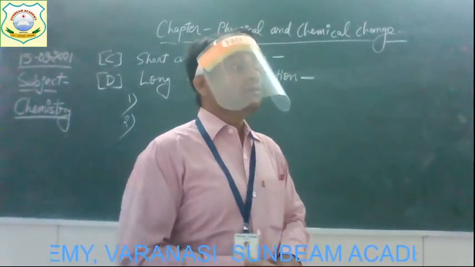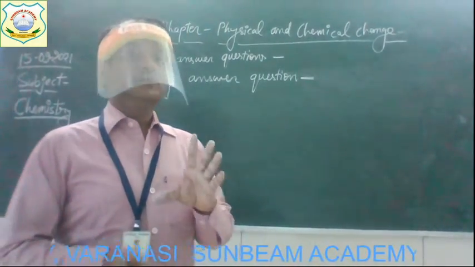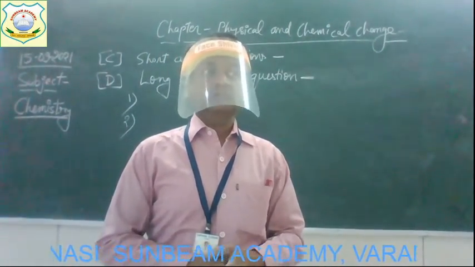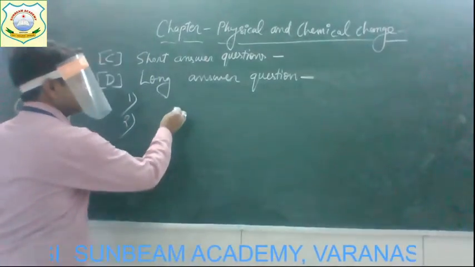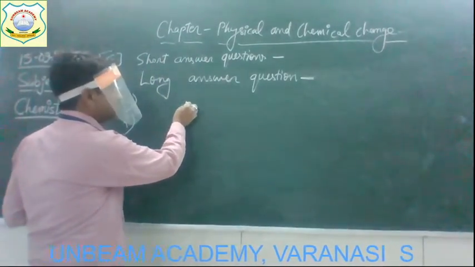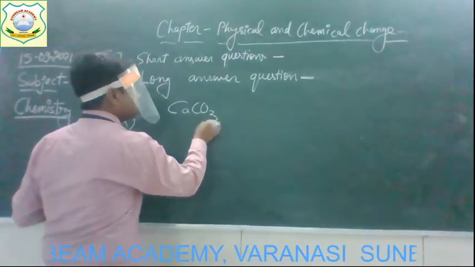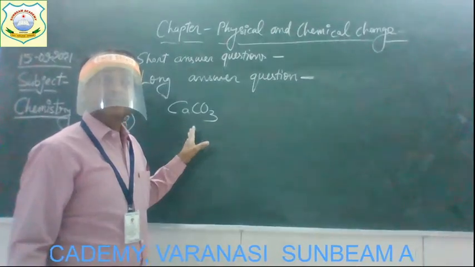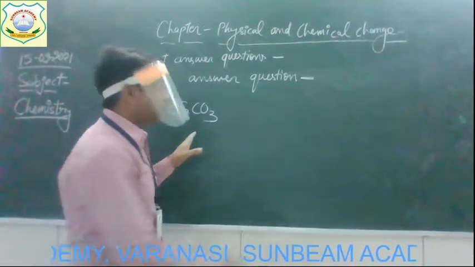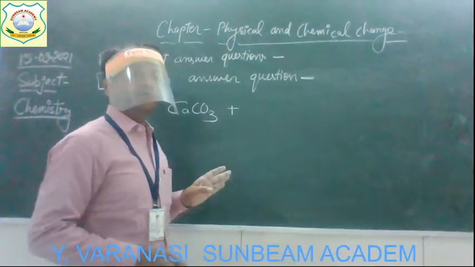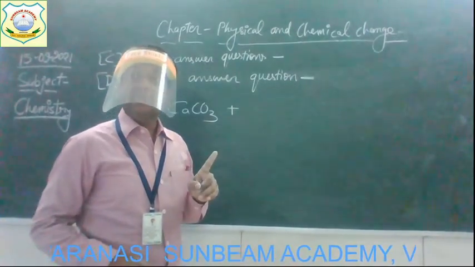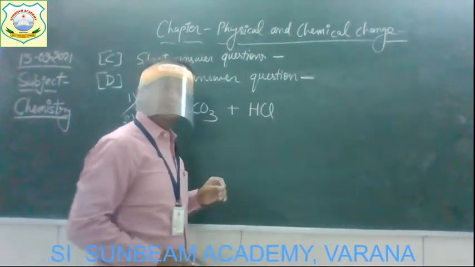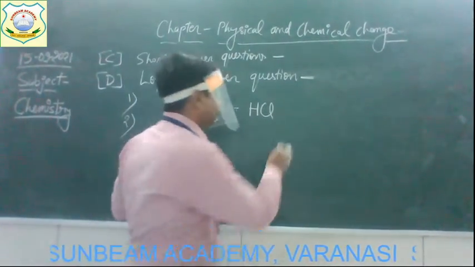So, children, simply, when dilute hydrochloric acid is added to calcium carbonate. The formula of calcium carbonate is CaCO3. This is the formula of calcium carbonate. And which acid are we going to add? Hydrochloric acid, and the formula of hydrochloric acid is HCl. Is it? So what will happen?